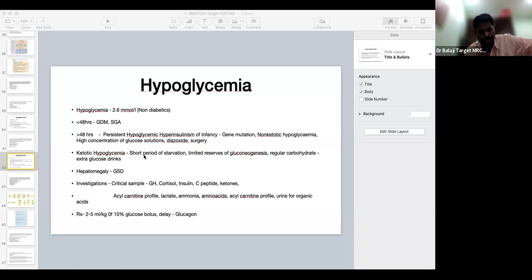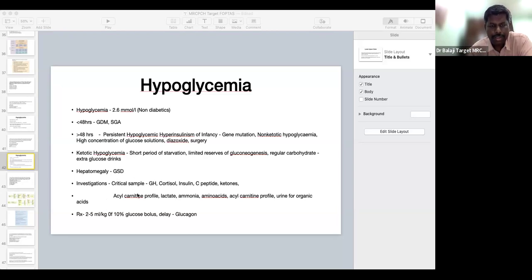The second group is the ketotic hypoglycemia. In ketotic, gluconeogenesis is not happening, so you have to keep giving feeds again and again. You have to avoid and reduce the starvation. One important cause of ketotic hypoglycemia where hepatomegaly is there: remember the glycogen storage disorder. They will give you a clue of hepatomegaly.